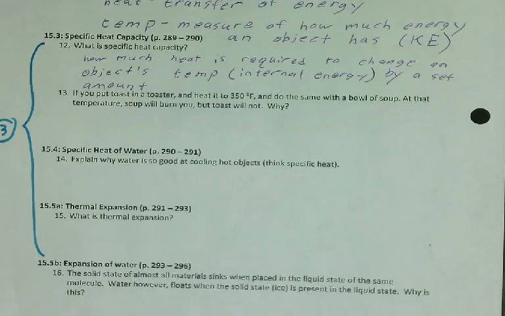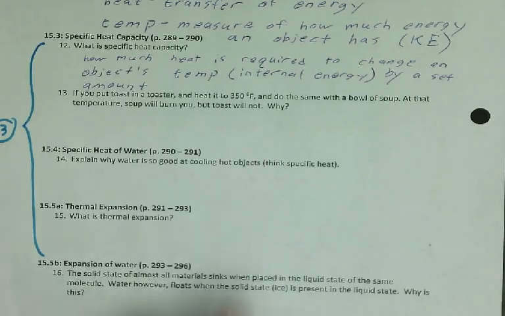So specific heat tells you how much heat is required to do that. It's also a way of measuring how much heat and how much energy an object can store. So objects with large specific heats will store large amounts of energy because it takes way more energy to change their temperature than other objects do.